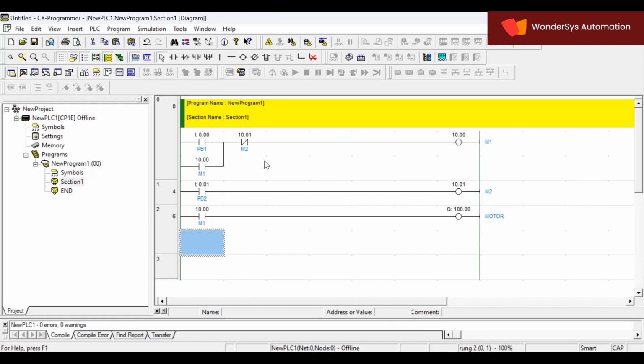See, whenever we have a limited number of inputs and outputs, and we need to use multiple conditions, multiple signals, or we need to store multiple signals, that time what we do, we go for memory addresses. We'll store every input condition in a memory address, and then we'll be using that memory address to activate it. Now here in this program, you can see here. Okay, wait a minute.